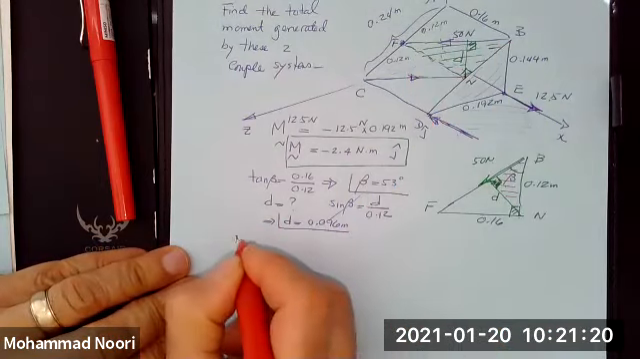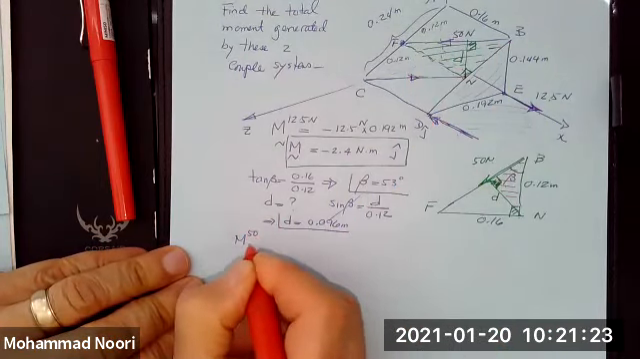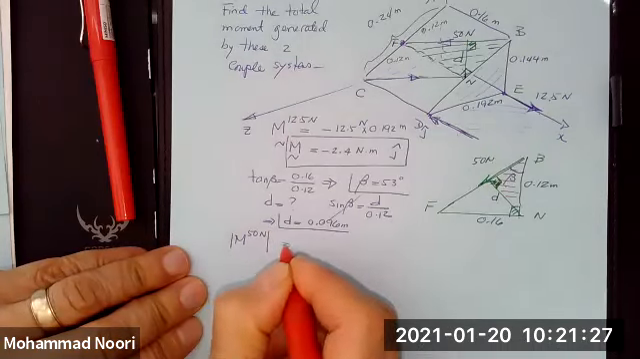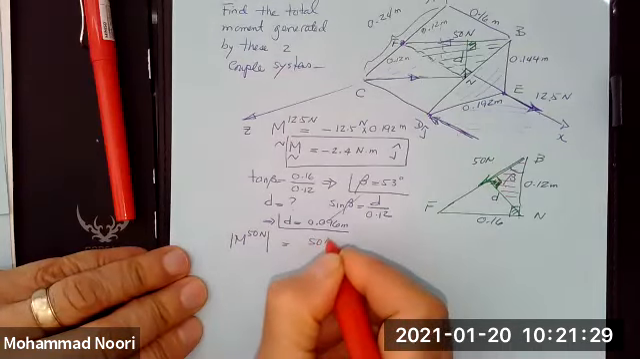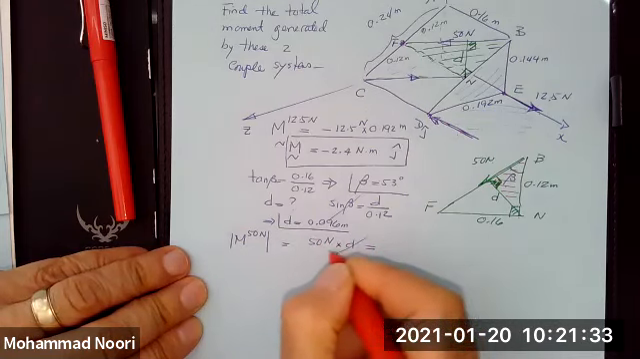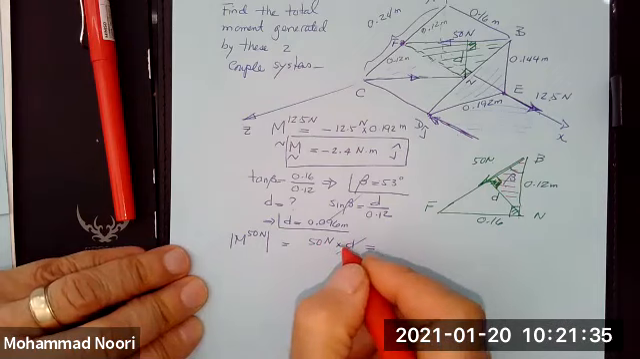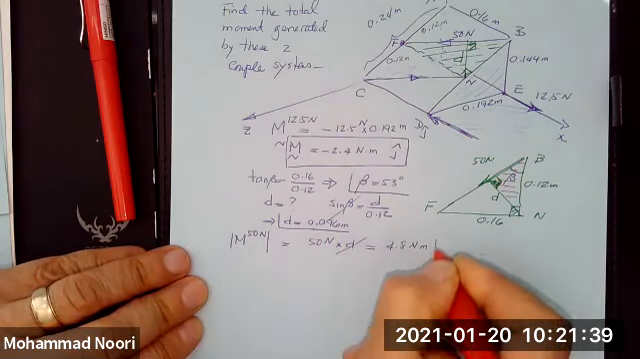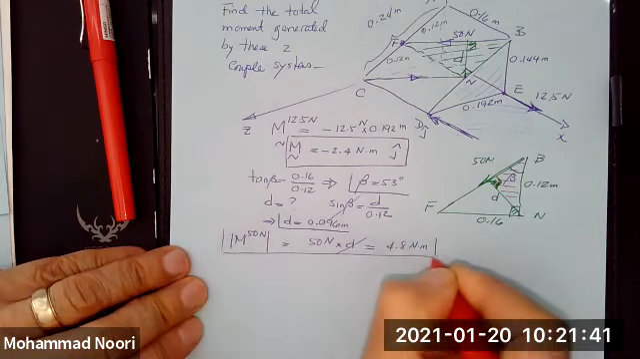I write that this way. Magnitude of that 50 Newton couple would be what? Would be 50 Newton times D. And D is 0.096. So that would be 4.8 Newton meter. That's the magnitude of that.